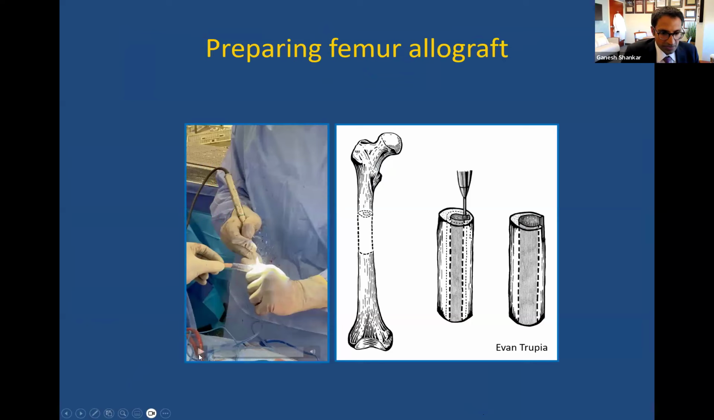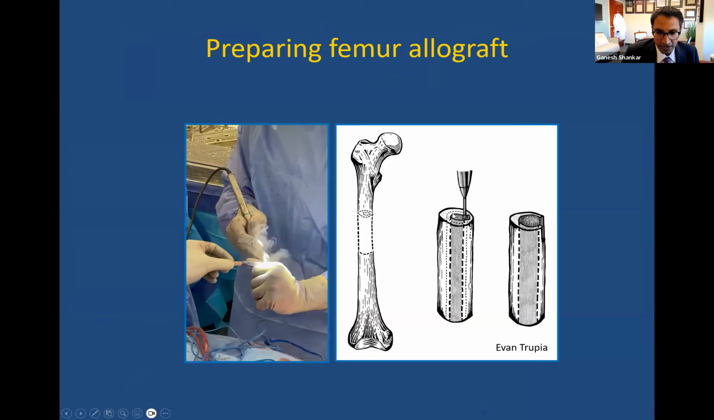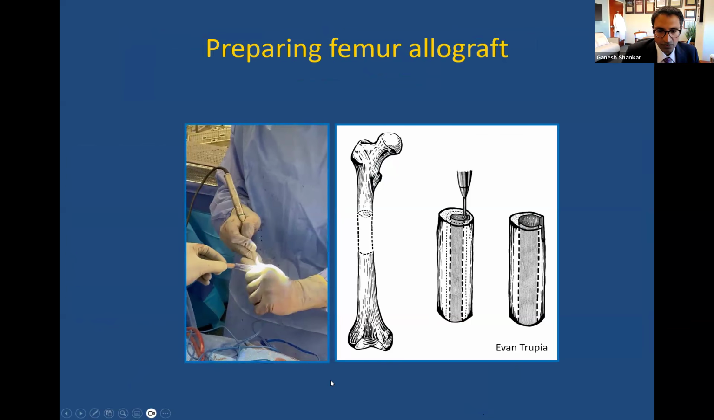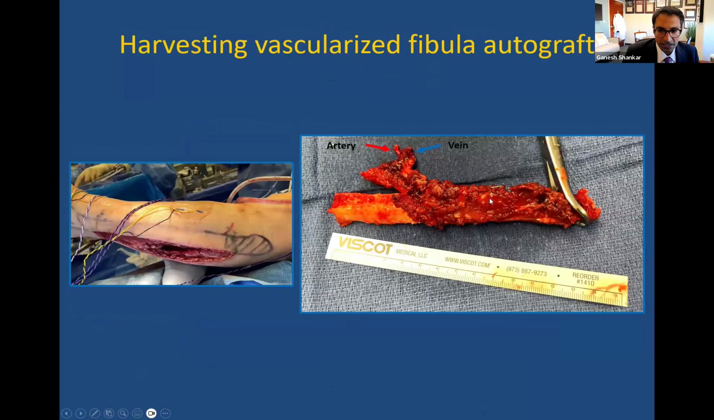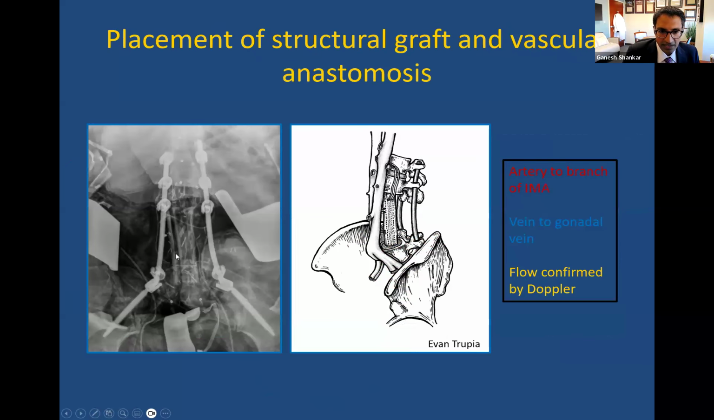And so this is the drilling out of the femur allograft to allow for a telescoping of the fibular autograft that's vascularized. You can see the artery and the vein, which is telescoped inside the femur allograft to allow for a larger surface area. This is then placed in that cavity, and then the plastics surgery team will perform a microvascular anastomosis.